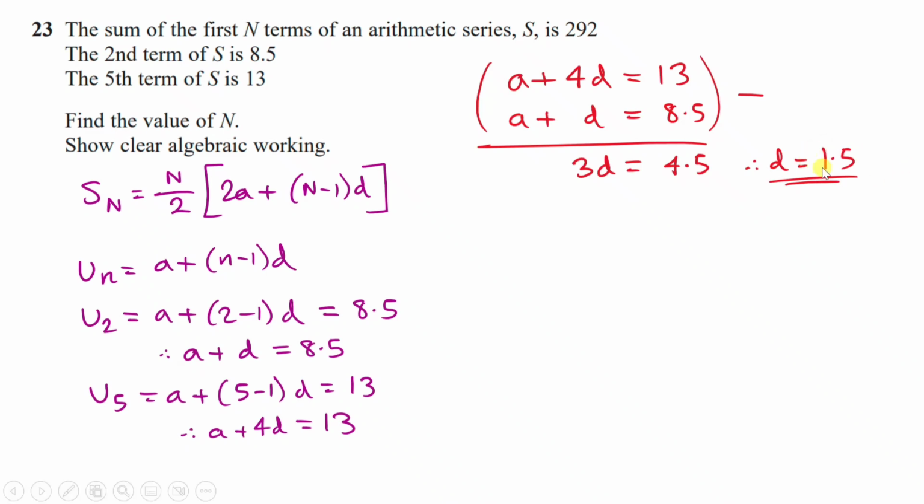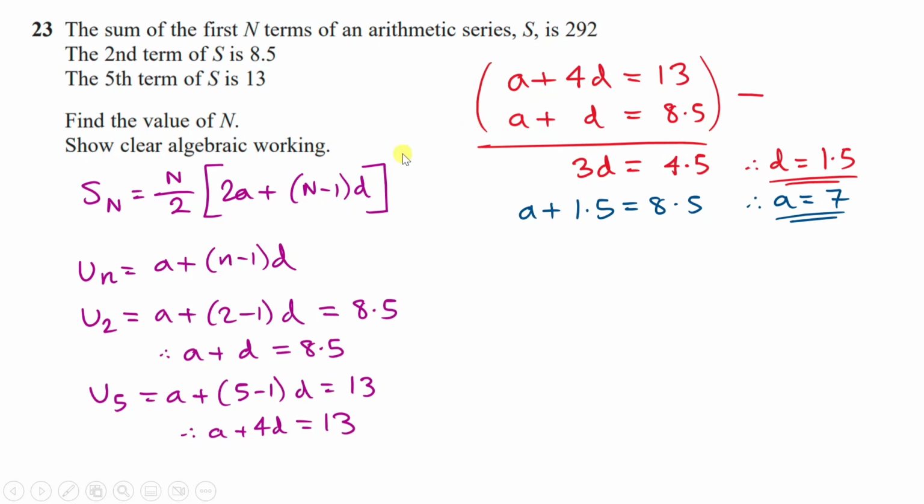If you've got one of the values, you could pick any other equation to get the a value. So let's pick this equation here, a plus d, because it looks like the easiest. If I replace this d with 1.5, I can just take away 1.5 to get a. So a is going to be 8.5 take away 1.5, which is 7. And that's it. We've already found two components which will help us solve the question.